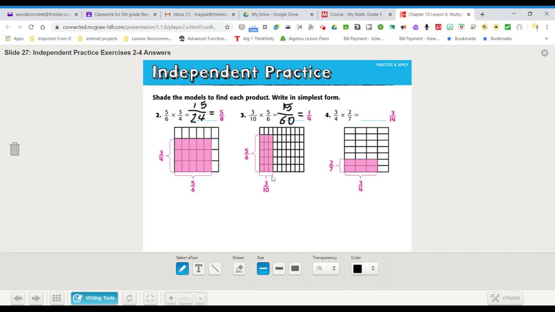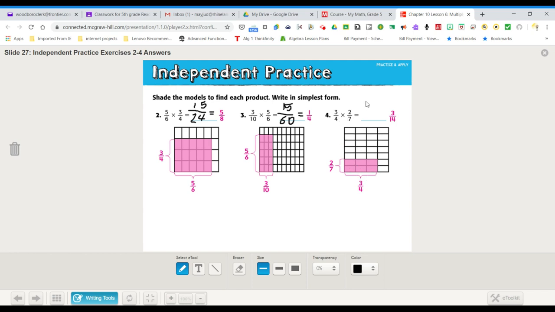Here is the shading. They shaded 5/6. There are 6 rows. They shaded 6 of those. There are 10 columns. They shaded 3 out of the 10 columns. This is where that 15 out of 60, there are 60 squares here, or rectangles, and 15 of them are colored in. So this is the modeling portion of this.